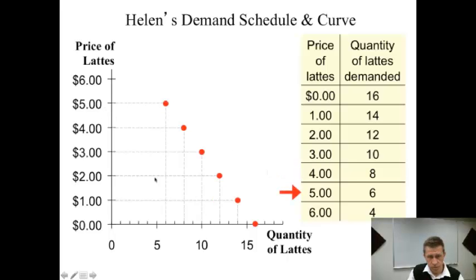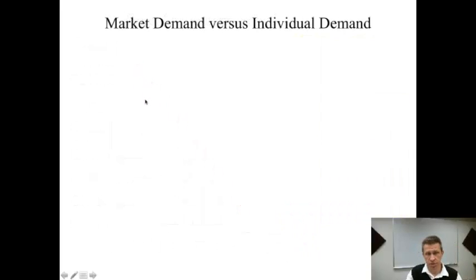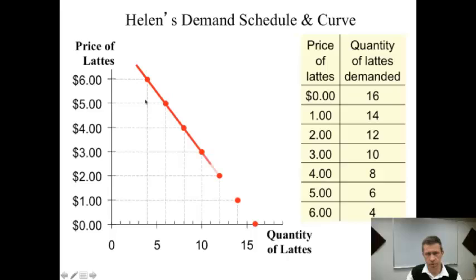$5, she would have 6 units, and you plot the point. Finally, $6, it's the highest price point we have on our schedule. $6 is the highest price point that we have. At $6, Helen demands 4 units. This is our demand curve.